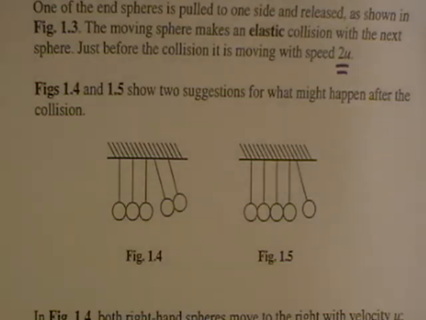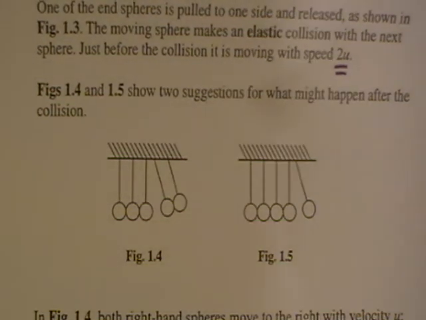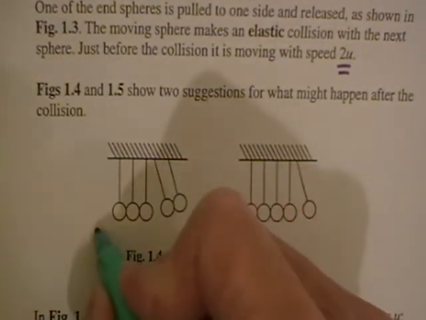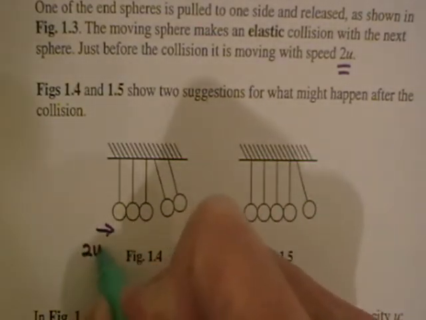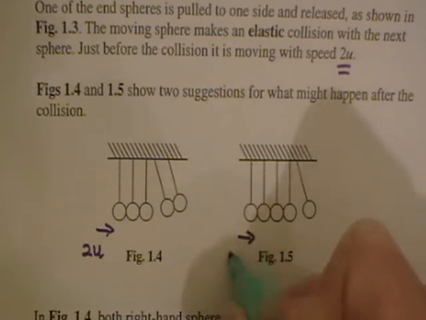In figure 1.4, both right-hand spheres move to the right with velocity u. In figure 1.5, only the end sphere moves to the right with velocity 2u. Both of these suggestions satisfy the principle of conservation of momentum. Use the equations to confirm that the momentum is conserved in both figure 1.4 and figure 1.5. I'm just going to write in here that the velocity of the first sphere is 2u in both cases.